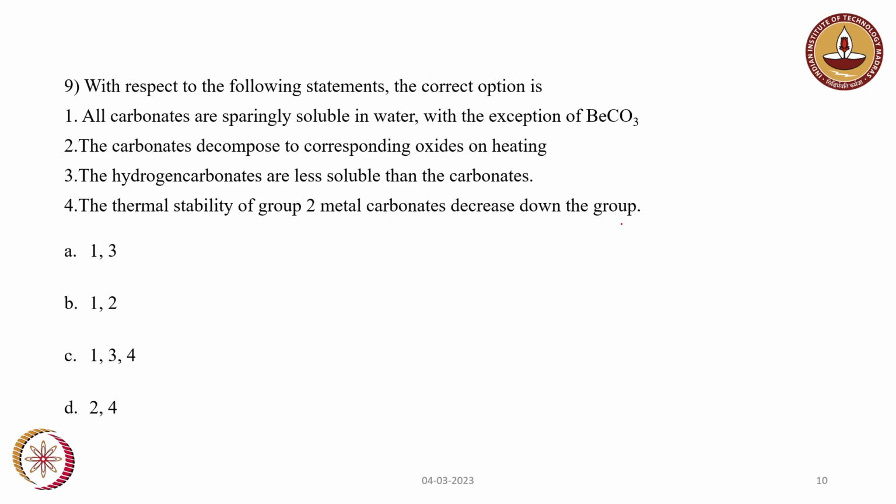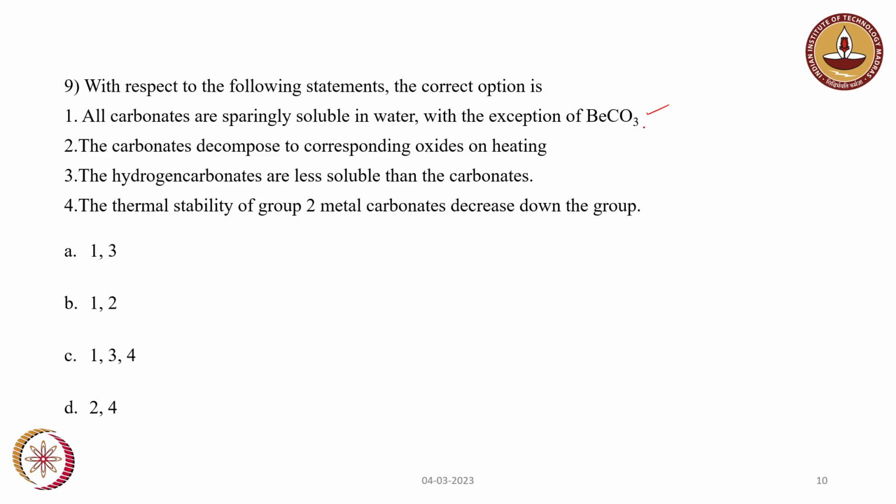So let's go through each statement. All carbonates are sparingly soluble in water with exception of beryllium carbonate. So this statement is true. From top to bottom, the stability of carbonates increases because of increase in cationic size. Solubility decreases down the group, and beryllium has the highest hydration energy in the group, so beryllium carbonate is highly soluble. So this statement is true.